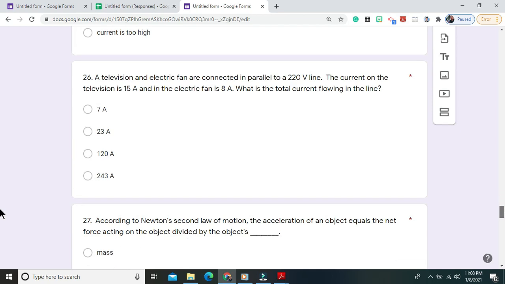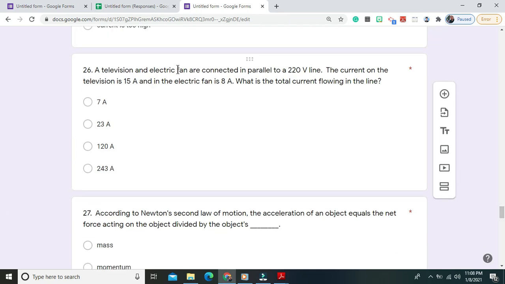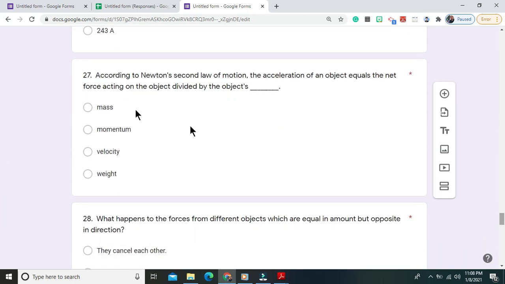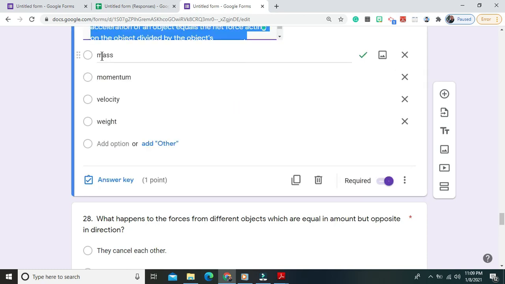Number 26. A television and electric fan are connected in a parallel to a 220 volt line. The current on the television is 15 amperes and in the electric fan is 8 amperes. What is the total current flowing in the line? The correct answer is 23 amperes. Number 27. According to Newton's second law of motion, the acceleration of an object equals the net force acting on the object divided by the object's blank. The correct answer is mass.